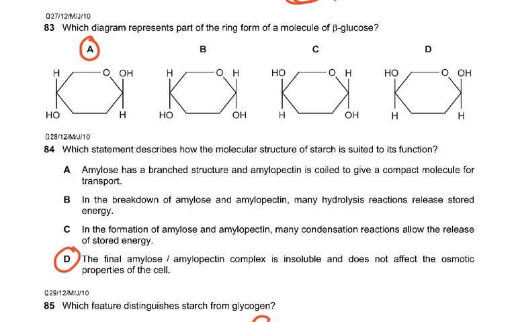Then question 83. Which diagram represents part of the ring form of a molecule of glucose? Now that was A. Why are the others wrong? You've got to figure it out. Why are they wrong? Part of the ring form, you see, this is what you have to understand. The ring form of the molecule of beta glucose. Yes, beta glucose was the important part.